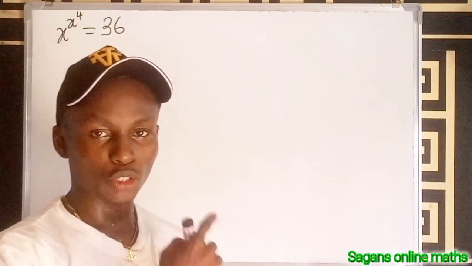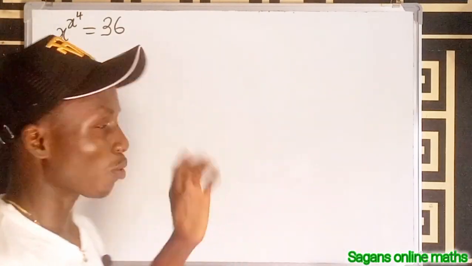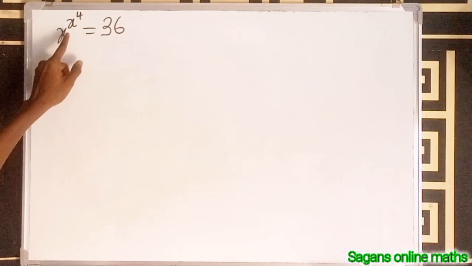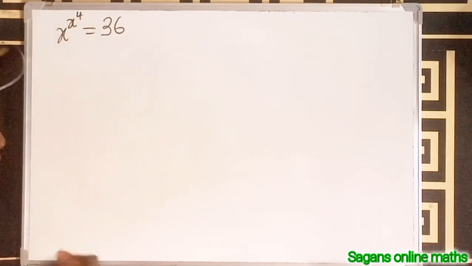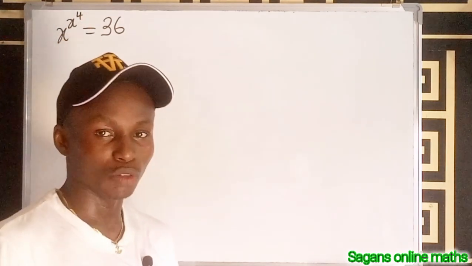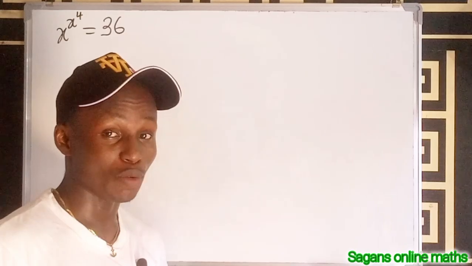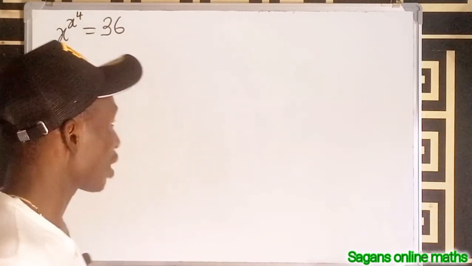Can you solve this maths Olympiad question on the board? Now look at what you are given. We are told that x to the power of x to the power of 4 is equal to 36, and we are expected to find the value of x in this Olympiad question.